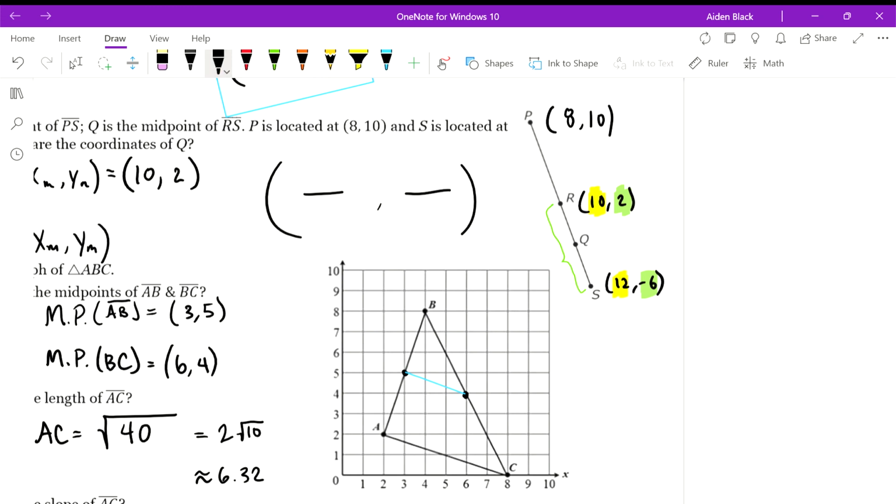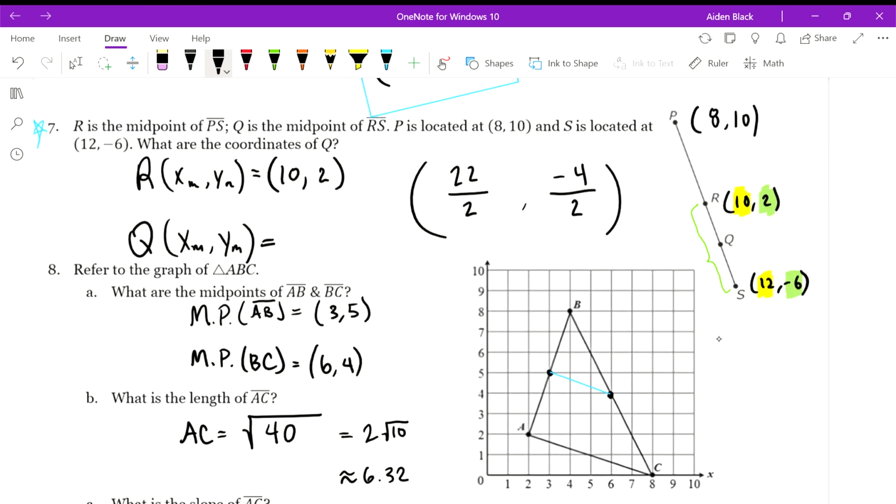So 10 plus 12 is 22. 2 plus negative 6 is negative 4. So what do we end up with? 22 divided by 2 is 11. Negative 4 divided by 2 is negative 2. So that's how you solve that one.